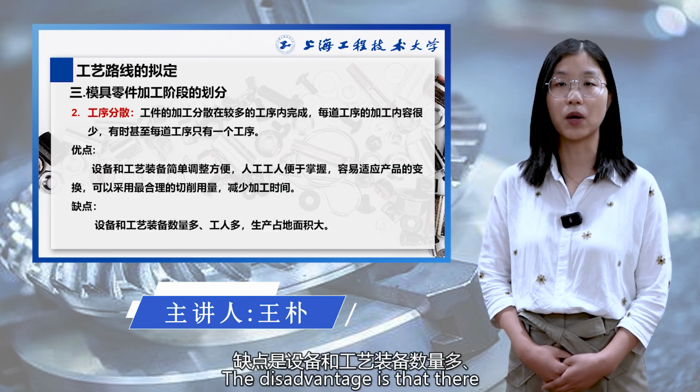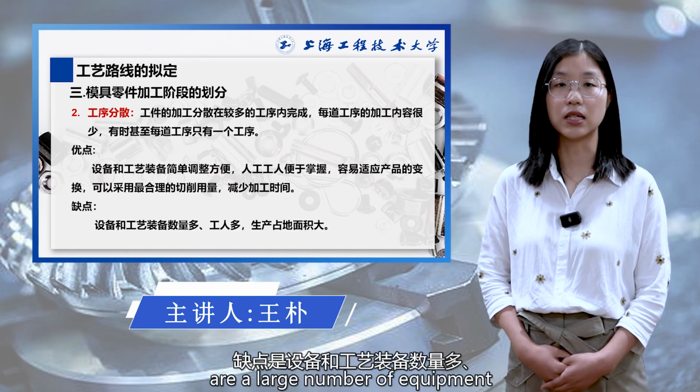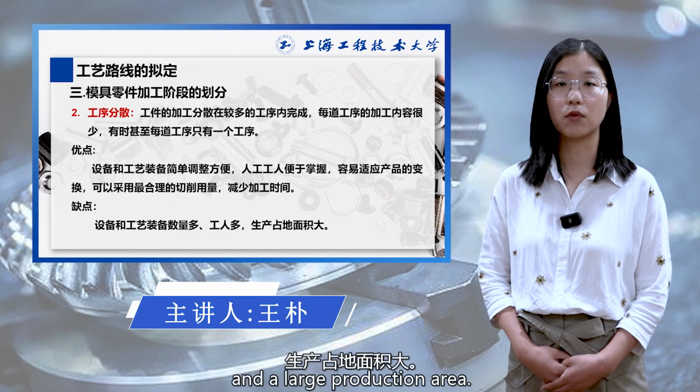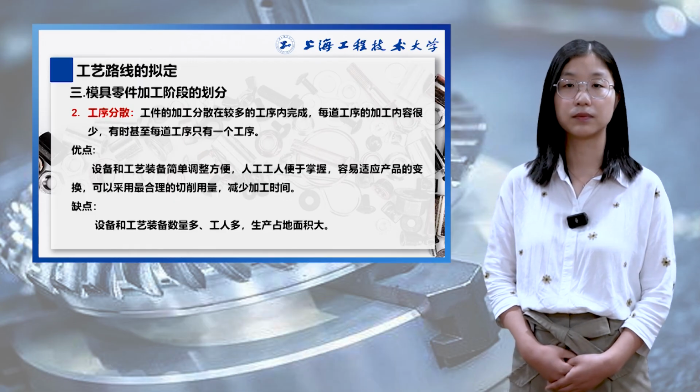The disadvantage is that there are a large number of equipment and process devices, a large number of workers, and a large production area.